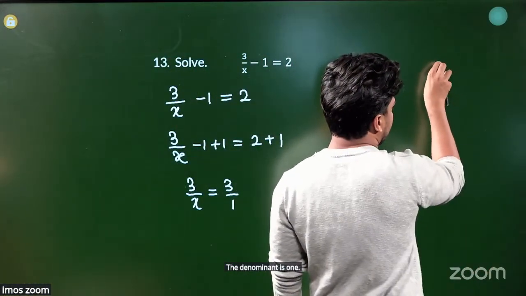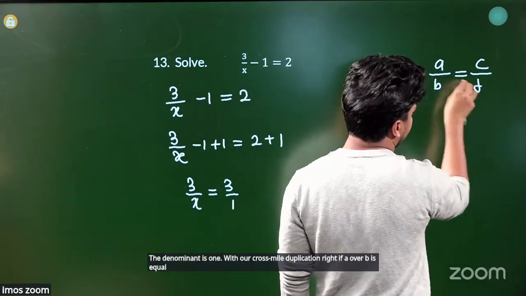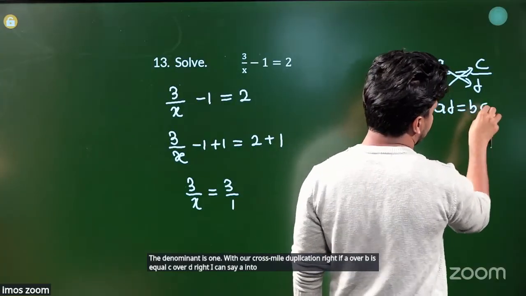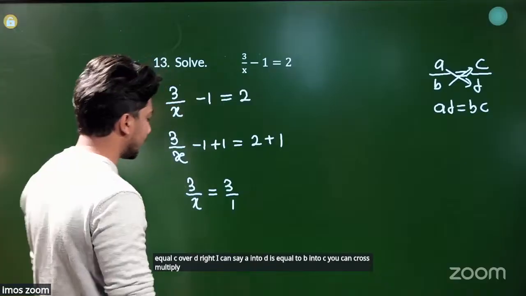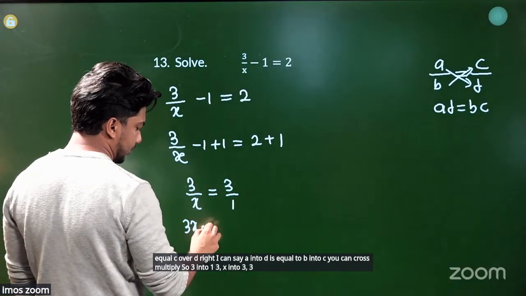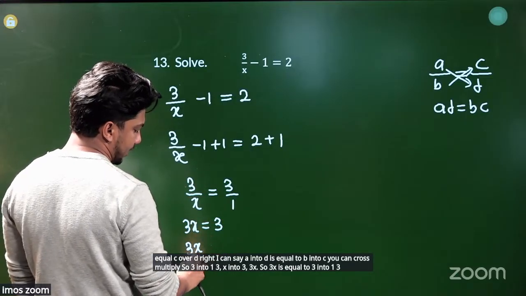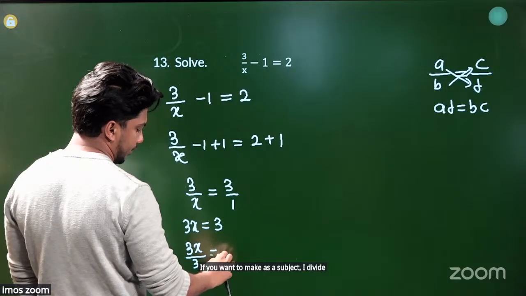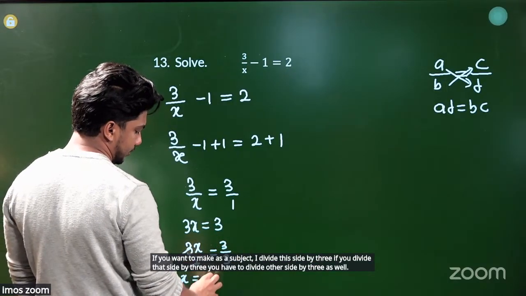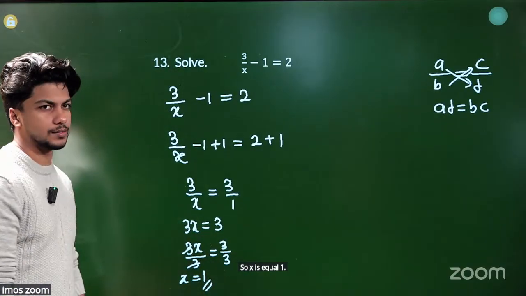With a cross multiplication, right? If a over b is equal to c over d, I can say a into d is equal to b into c. You can cross multiply. So 3 into 1, 3. x into 3, 3x. So 3x is equal to 3 into 1, 3. If you want to make x the subject, I divide this side by 3. If you divide that side by 3, you have to divide the other side by 3 as well. So x is equal to 1.